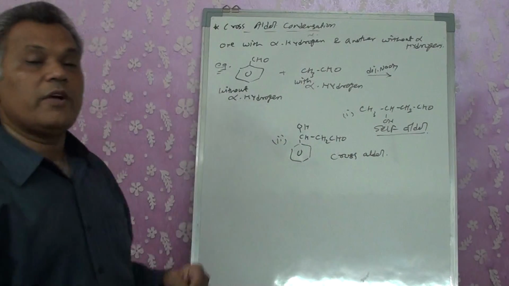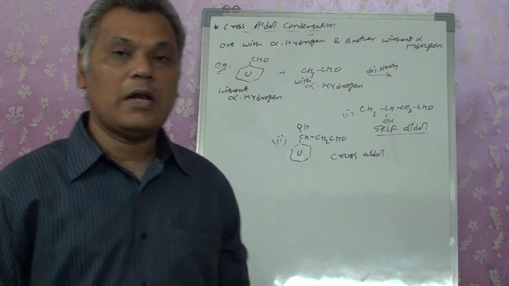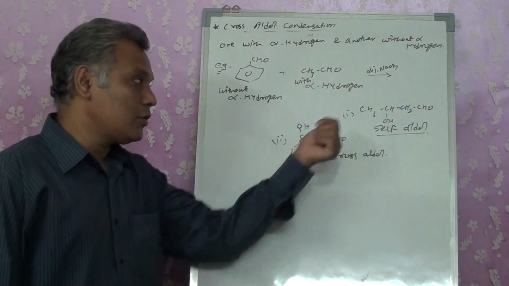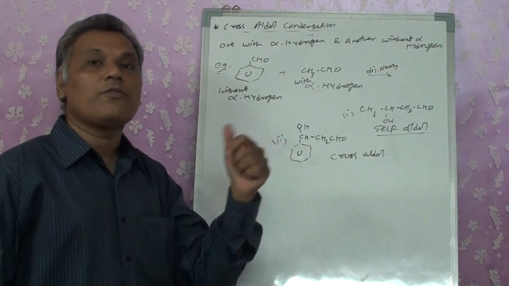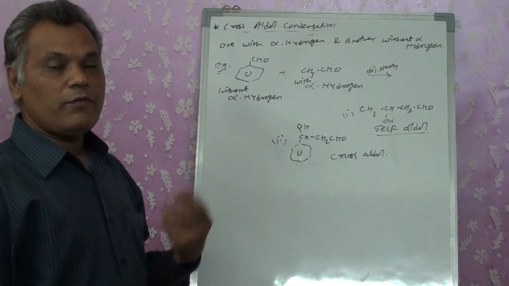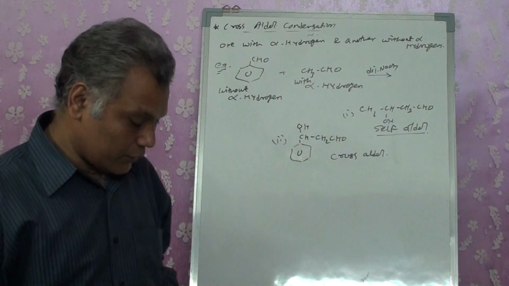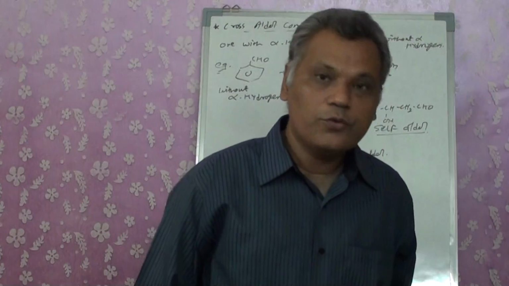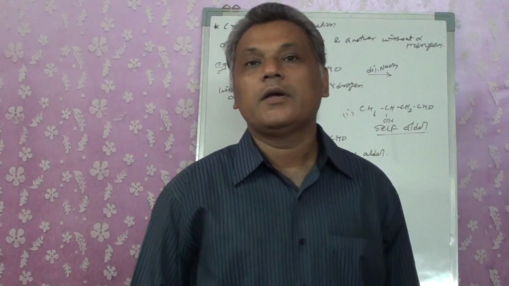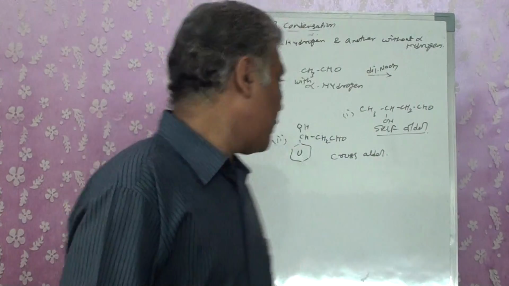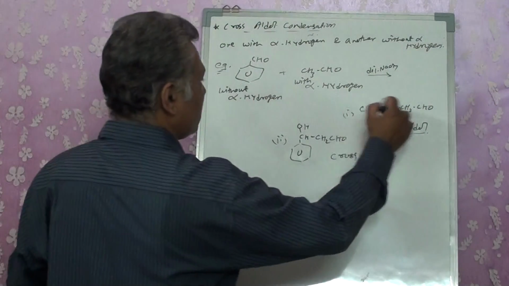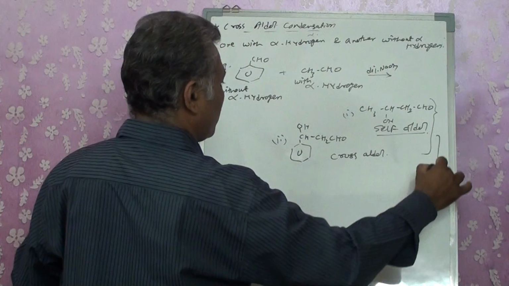So if we are having one with alpha hydrogen and one without alpha hydrogen, we will get one of the self and one of the cross products. When we are having both of them as alpha hydrogen, in both the cases we will be getting 2 self, 2 cross, right? And for the aldol we got only one of it. The stable products.